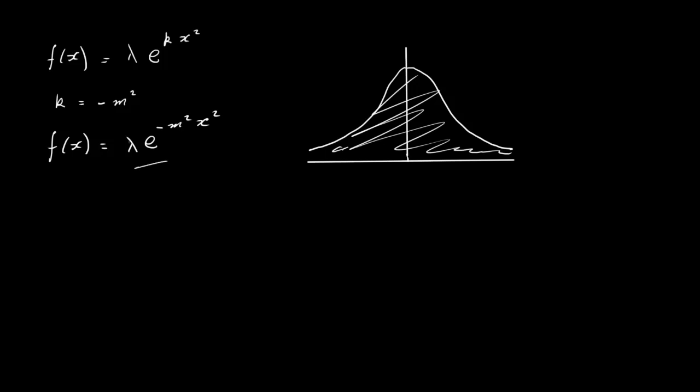So in other words, if we integrate this function here, we should get 1. I'm going to take lambda, which is a constant, outside the integral. And then I've got e to the power of minus m squared x squared with respect to x, and that's going to be equal to 1. So we've got to perform this integration here.